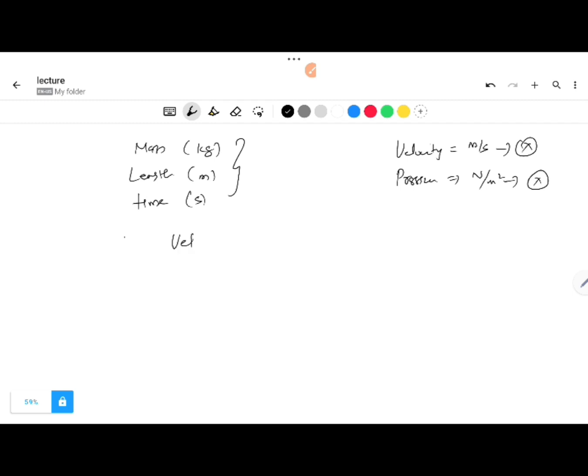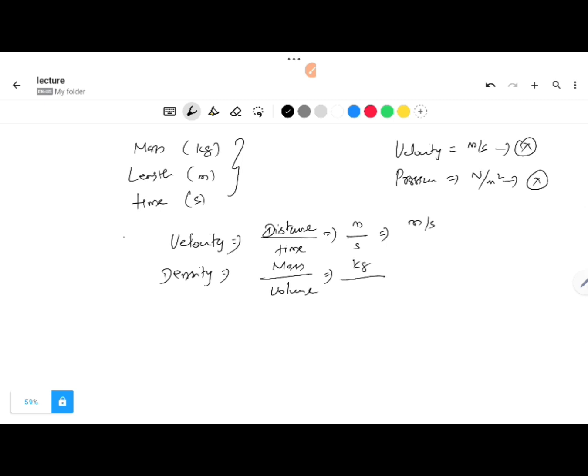For example, the unit of velocity is distance traveled by time. Distance is basically a length, so the unit is meter, and time is measured in seconds. So the unit is meters per second. And if you take density, what is the physical relationship? It's the ratio of mass by volume. The unit of mass is kg, and the formula for volume is length into breadth into height, all measured in meters. So m into m into m gives meter cube, so the unit is kg per meter cube.